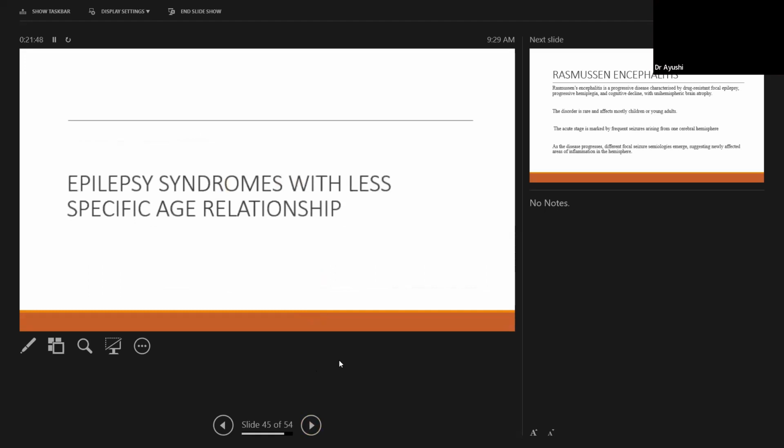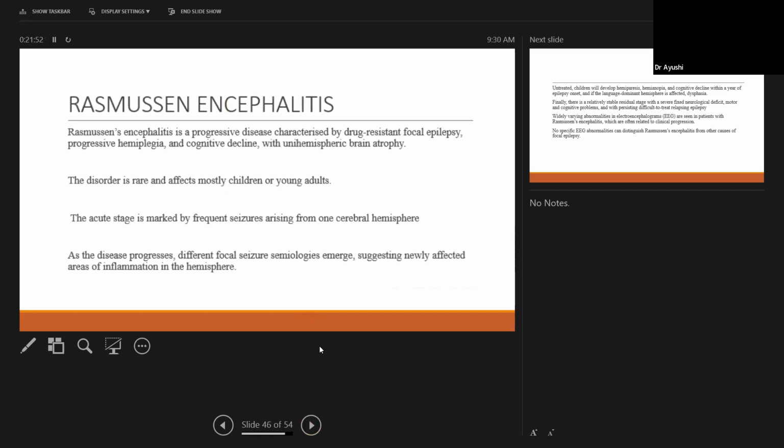Now, epilepsy syndromes with less specific age relationship. Here we will talk about Rasmussen's encephalitis. This is a progressive disease characterized by drug-resistant focal epilepsy, progressive hemiplegia, and cognitive decline with unihemispheric brain atrophy. This disorder is rare and affects mostly children or young adults.